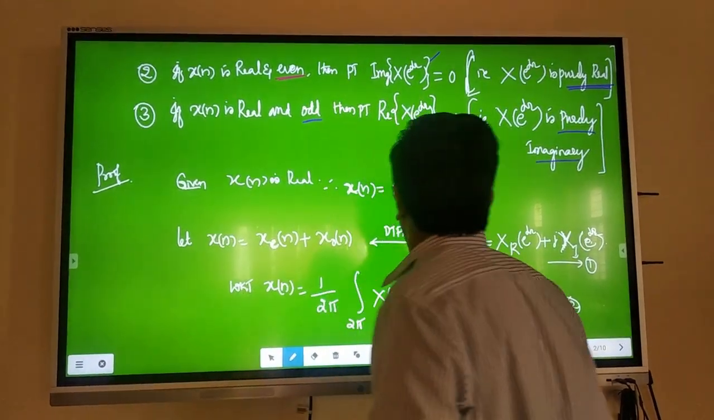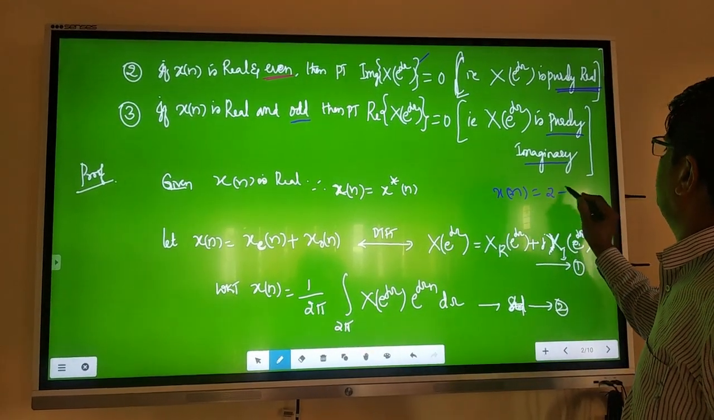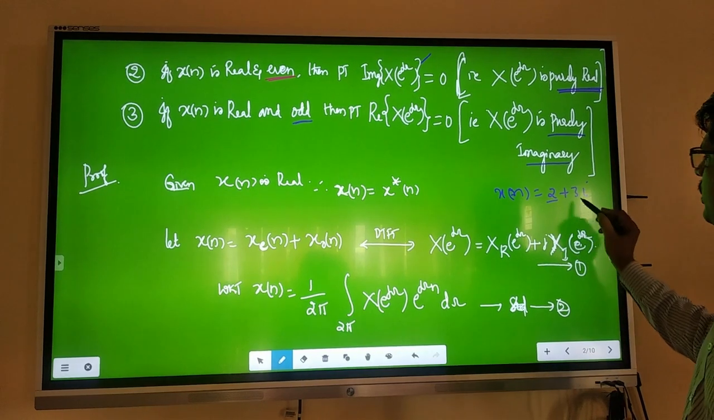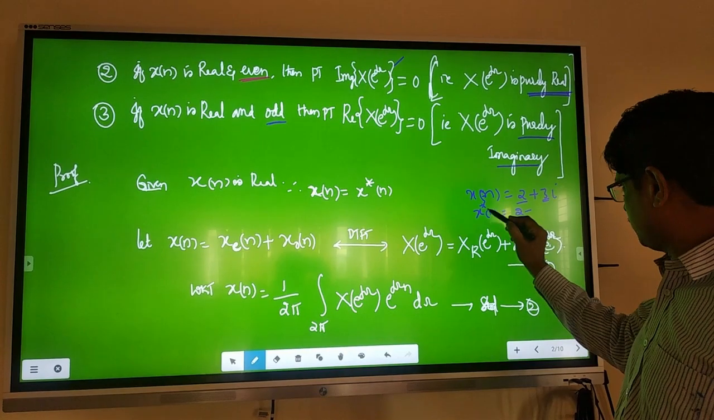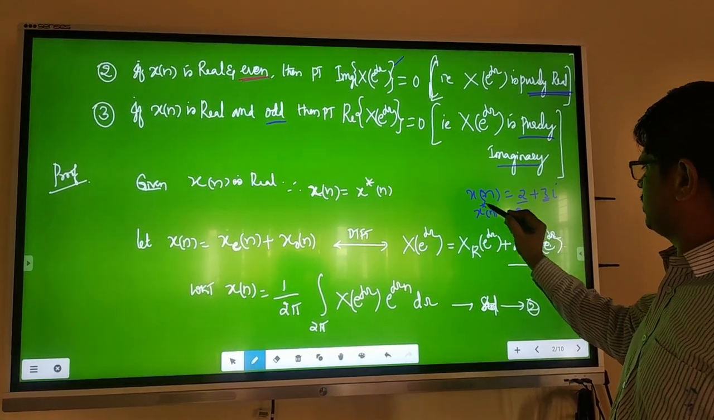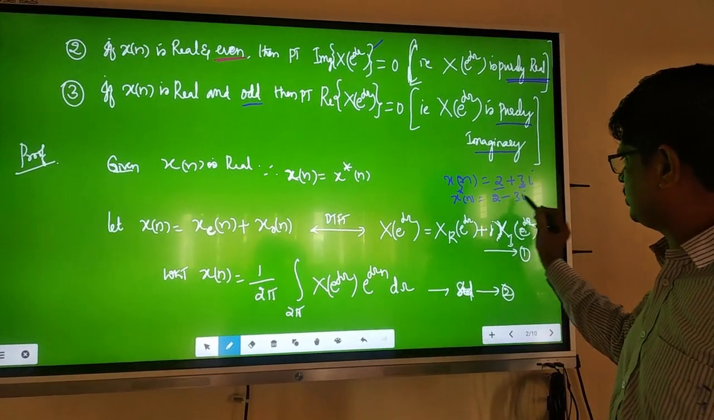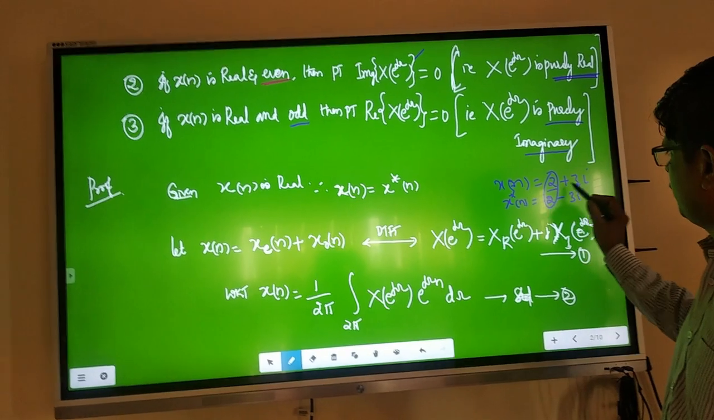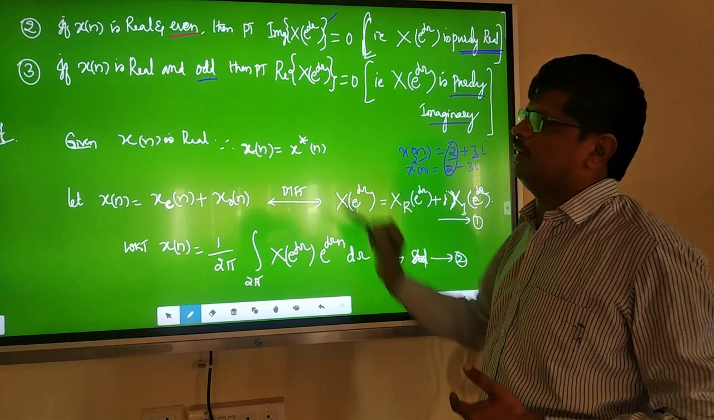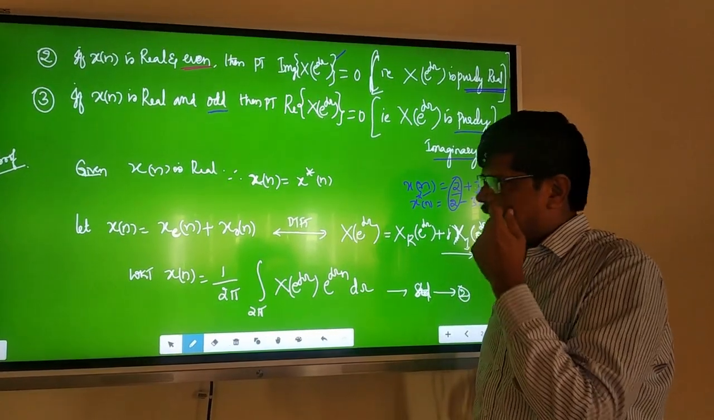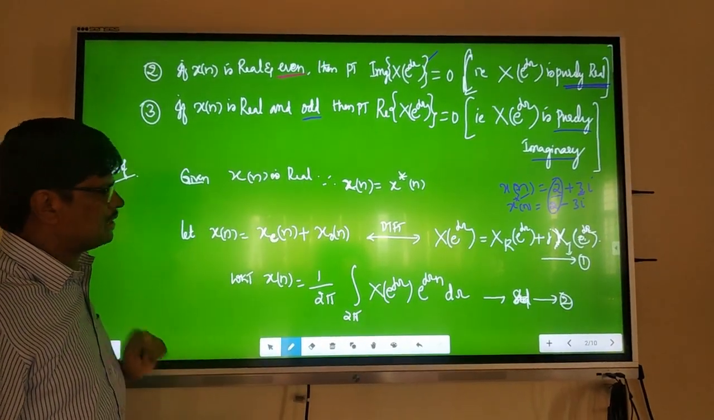Real means x of n is equal to x star of n. That means, suppose x of n is 2 plus 3n, with a real term and an imaginary term. Then x star, the conjugate of n, keeps the real term as it is, and in the imaginary part plus becomes minus, that is 2 minus 3n. Always only the imaginary term changes. That is the conjugate. Now both are equal in this case. That's what is given, the assumption.